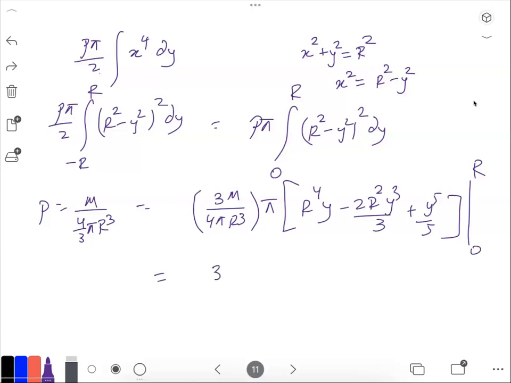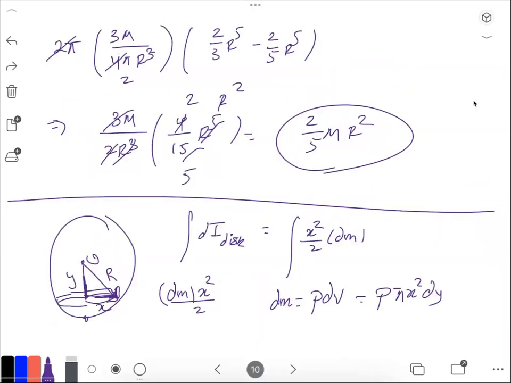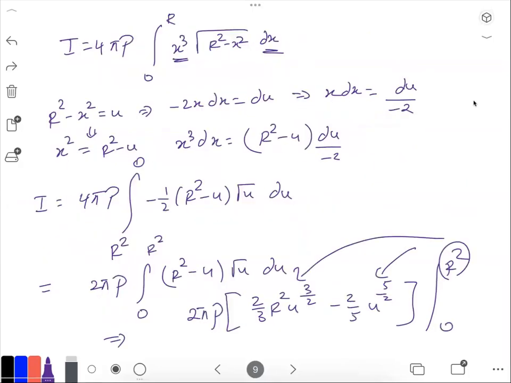Okay, so this is going to be 3m over 4r cubed, right? And then this is going to be r to the fifth minus 2/3 r to the fifth plus r to the fifth over 5. Let's see, what is this? This is 3m over 4r cubed times, if we do the arithmetic, we get 1/3 plus 1/5, which is 8/15, I think. Yep, 8/15 r to the fifth. And right now we see we're almost done. This is 2, this is 5, this is r squared. So we get 2/5 mr squared, which is exactly what we found by doing a cylindrical shell method, as shown by this diagram.